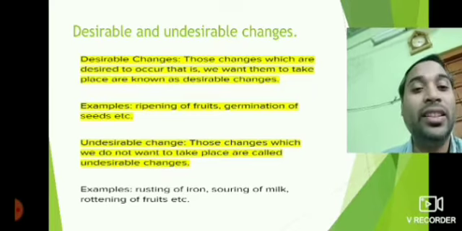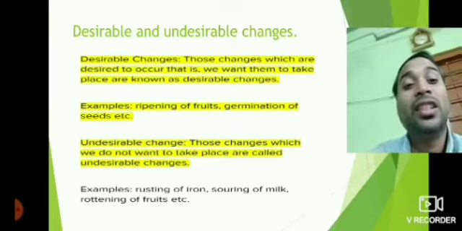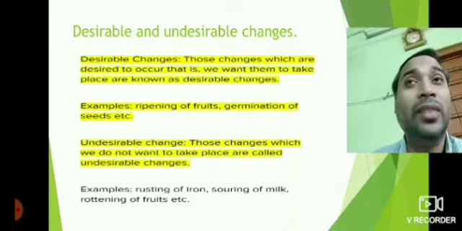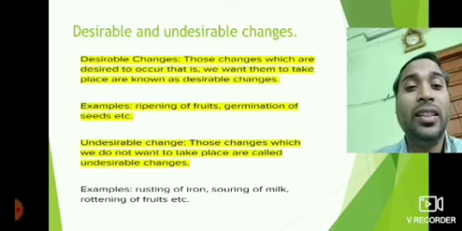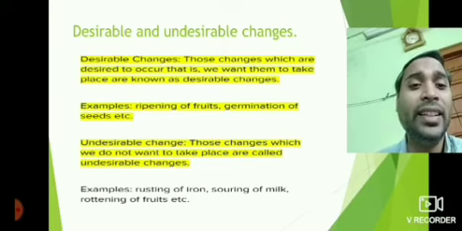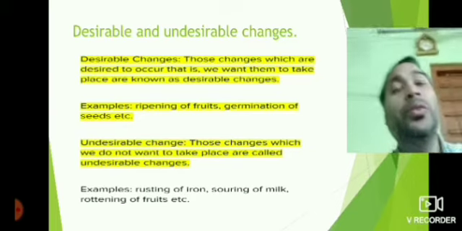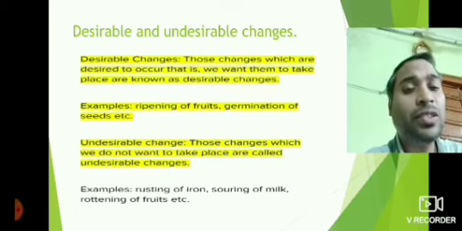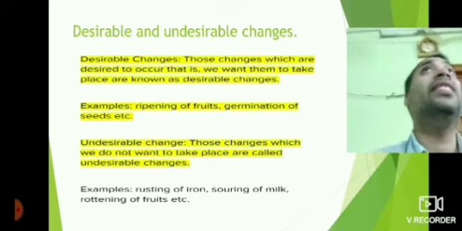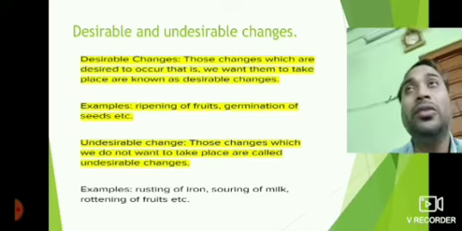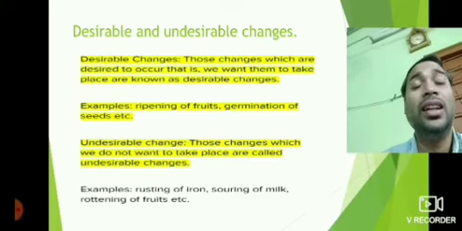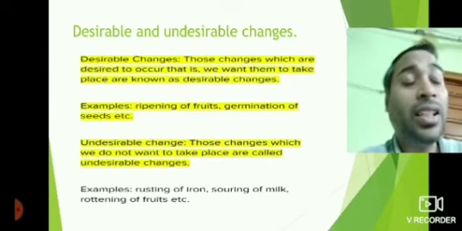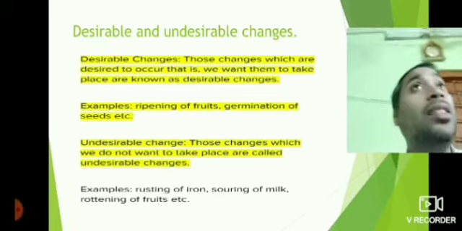are called undesirable changes. Now some examples are rusting of iron. Definitely we don't want iron to get rusted because the strength of the iron deteriorates, it becomes weak and it can easily get damaged. So we don't want these things to get rusted. Then souring of milk, so we don't want the milk to change its taste. Then rotting of fruits, etc. So these are some of the changes which are undesirable. You can also add on to this some natural changes such as earthquake, volcanic eruptions, etc. because they too are undesirable changes.